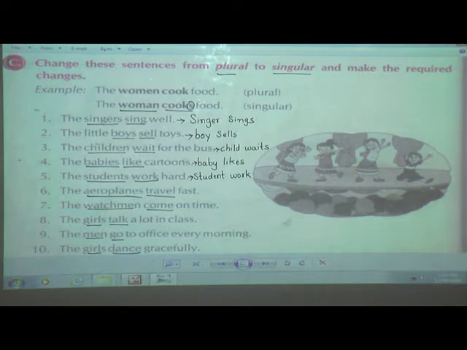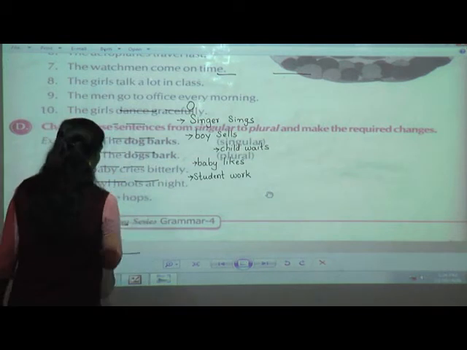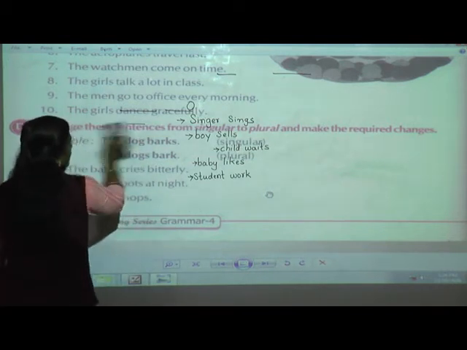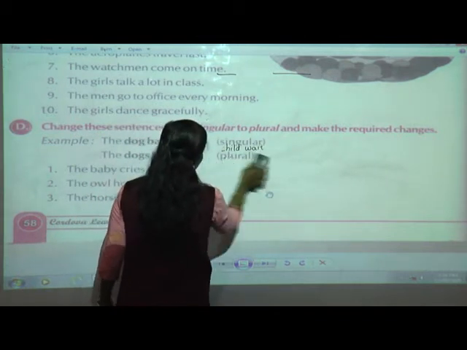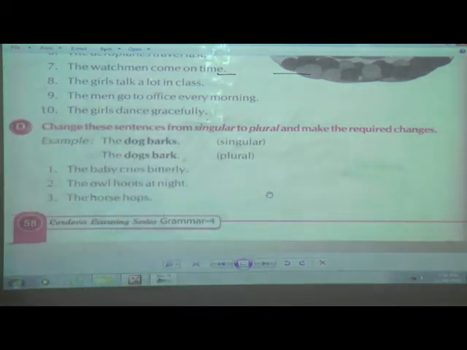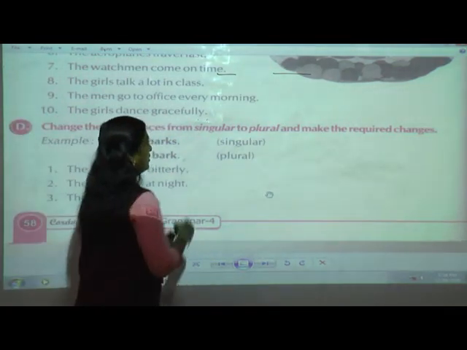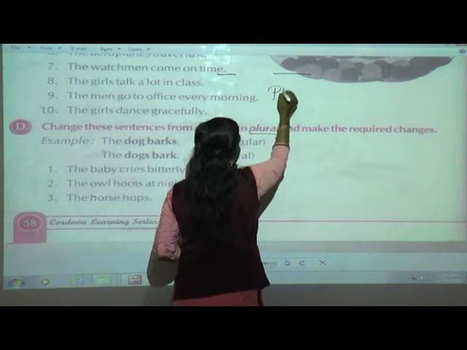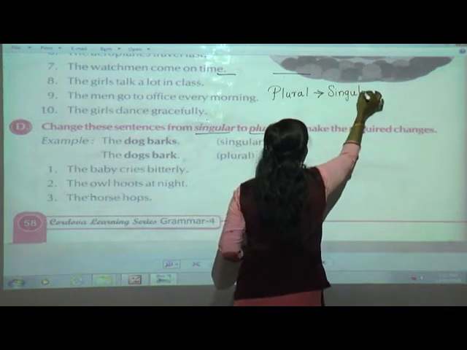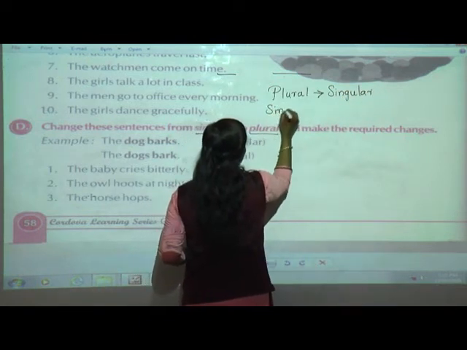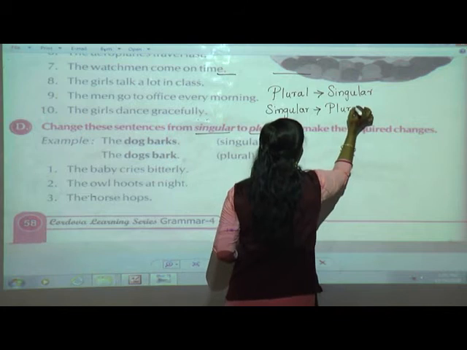Okay. Exercise D. Now here we have to do the same thing, but we will just do the opposite. In exercise C we changed from plural to singular. Here we will do from singular to plural. Means the sentence is in singular form, we will make it into plural. Got it, students? Before, we made it from plural to singular. Now we are going from singular to plural. Rules are the same for this also.